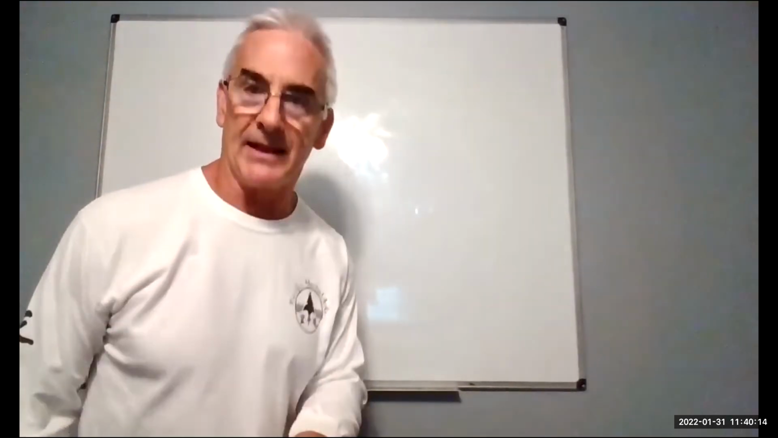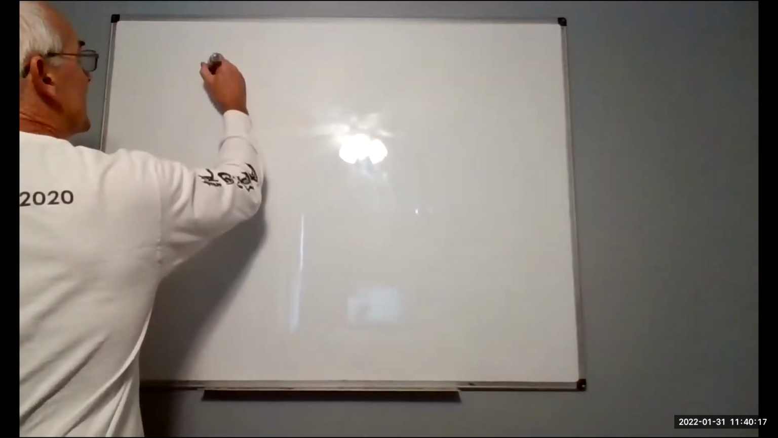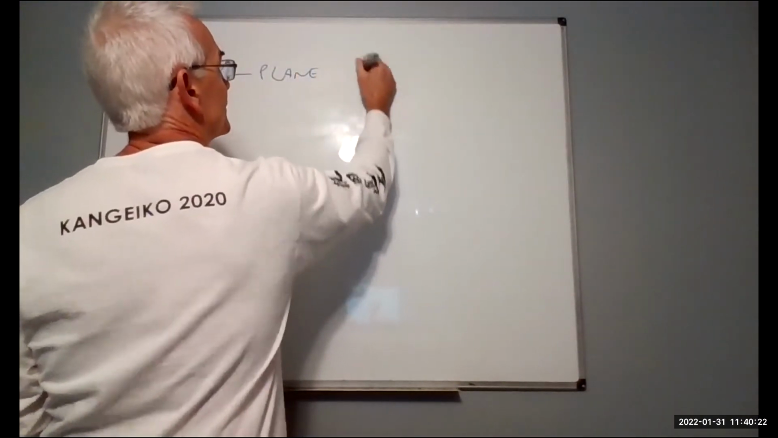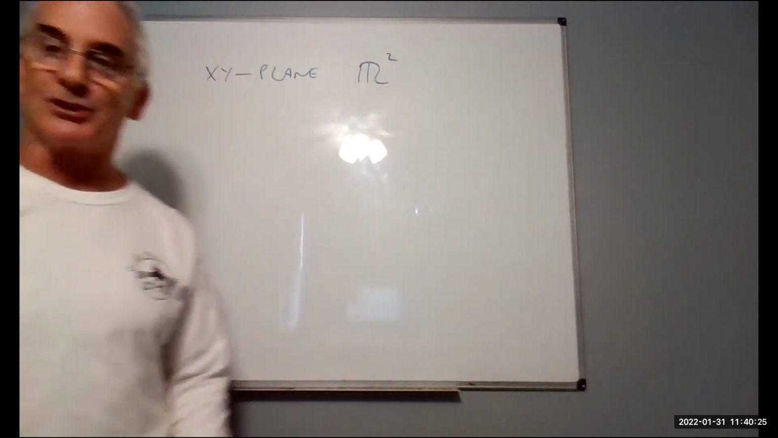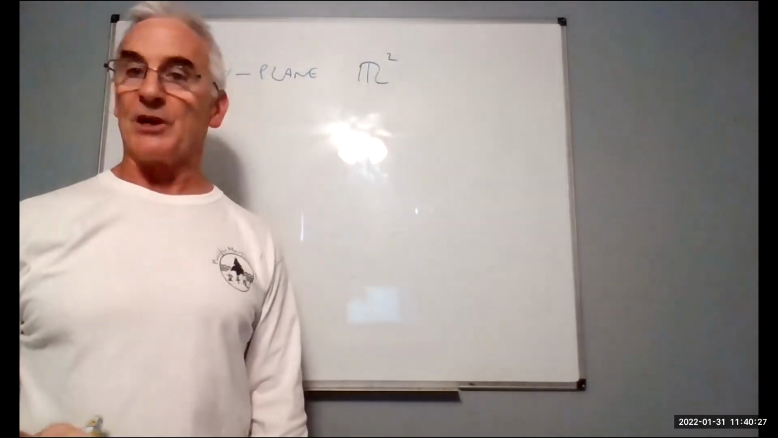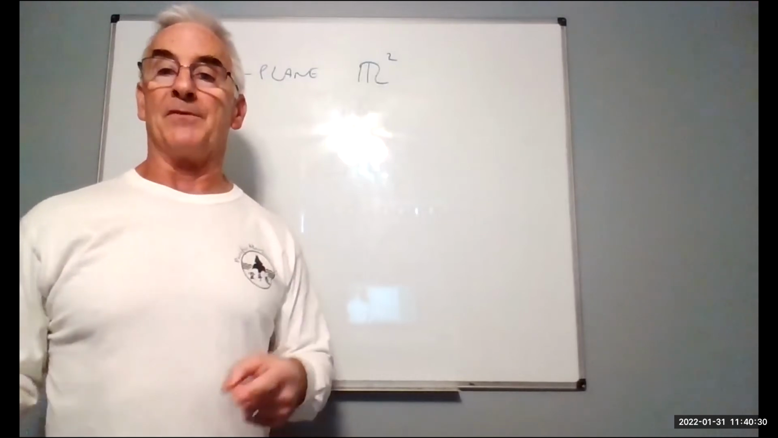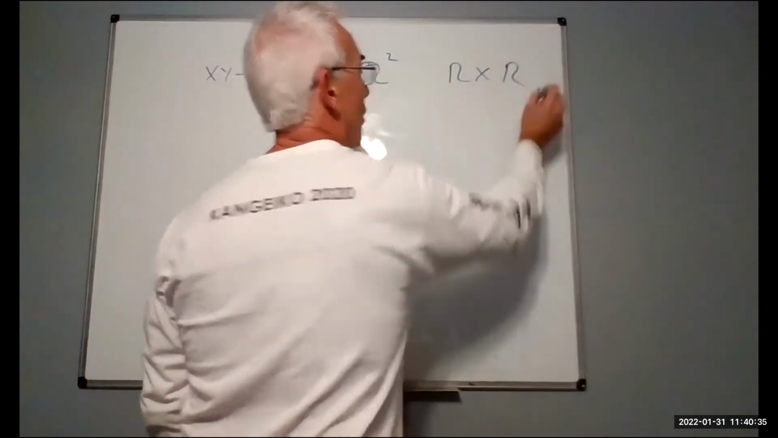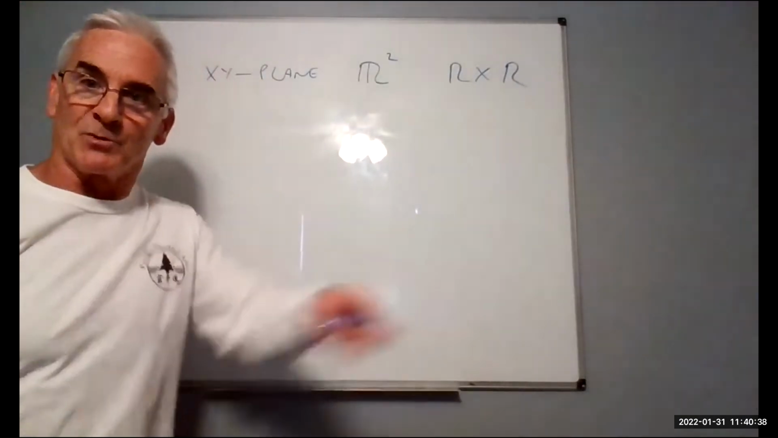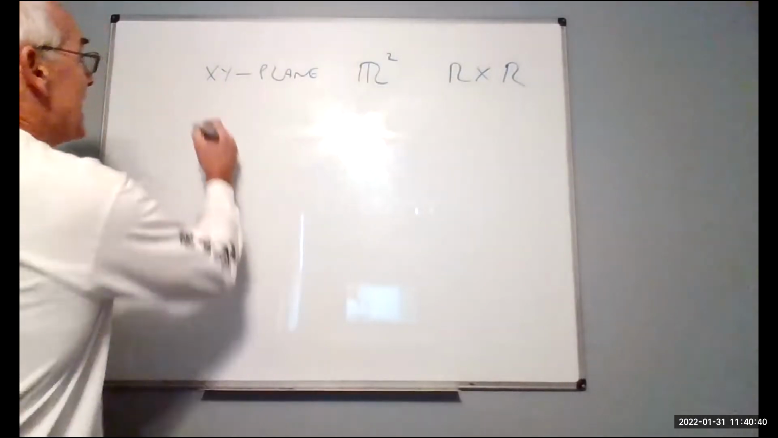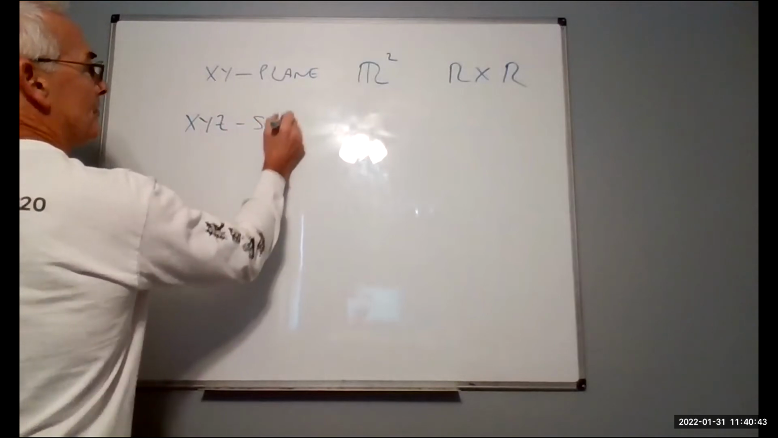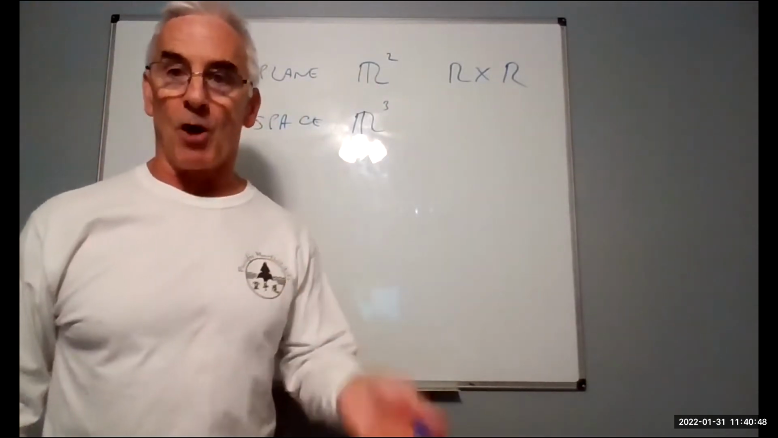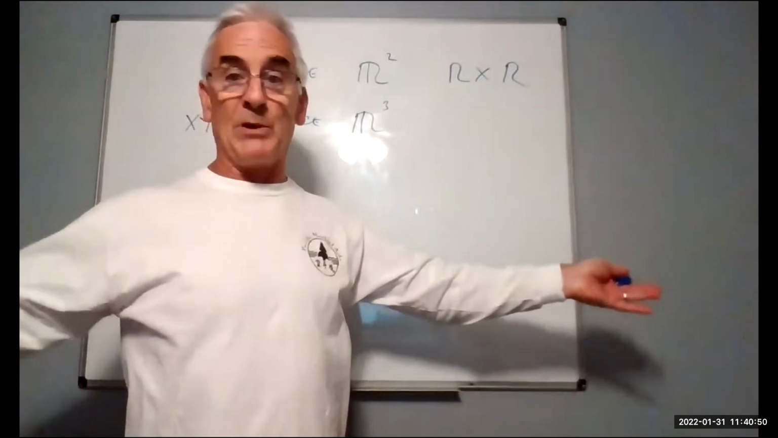The XY plane. If I'm talking about the XY plane, we use this notation. And we actually say R2. We don't say R squared, we say R2. If you've had discrete math, it's the Cartesian product. It's called the Cartesian product of R cross R. That's where it's the real numbers in one direction, real numbers in another direction. XYZ space is called R3. So whenever you hear someone say R3, they're talking about 3 dimensions, 3 space.